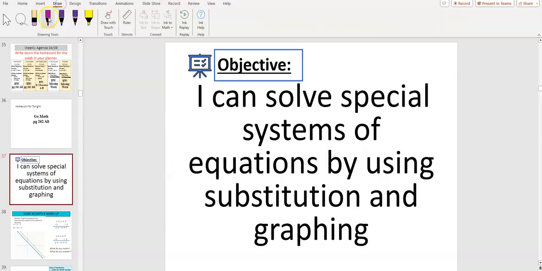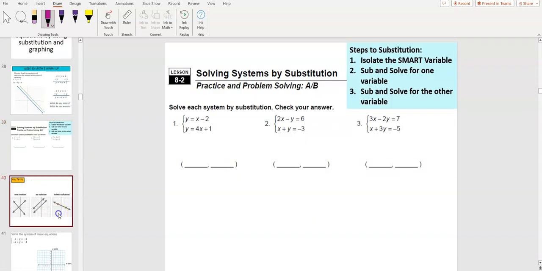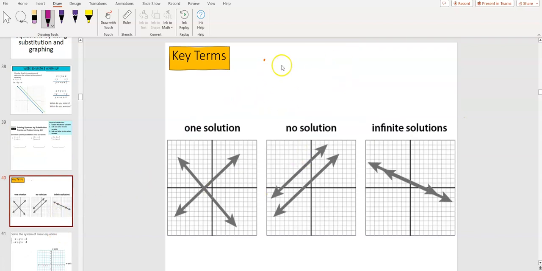All right, ladies and gentlemen, we are here on 8.5. This is the last of our topic 8 lessons that we're going to do. We're looking at systems of equations with special cases. Okay, so you're taking notes on your screen here. Now, I know that you might not have a lot of room in your notes, but you're going to try your best. You might need to use the back or on the side of your notebook because we've got some important information coming at you.